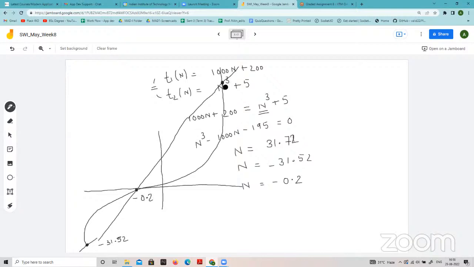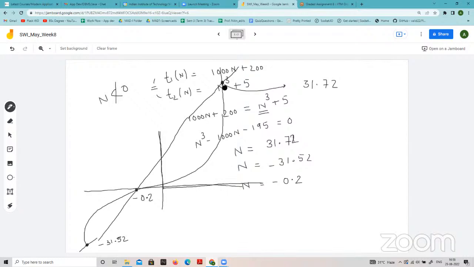Okay, and this point is 31.72. All right, now I have a better range, right? Now I have a very good range. Now you need to see that n cannot be less than 0. The number of, or the size of input cannot be negative. Okay, so we will consider only this part, the positive one.